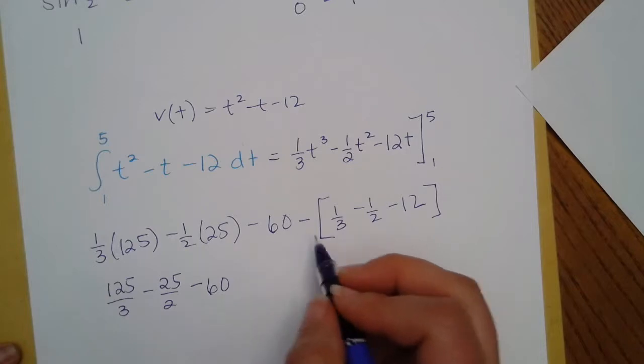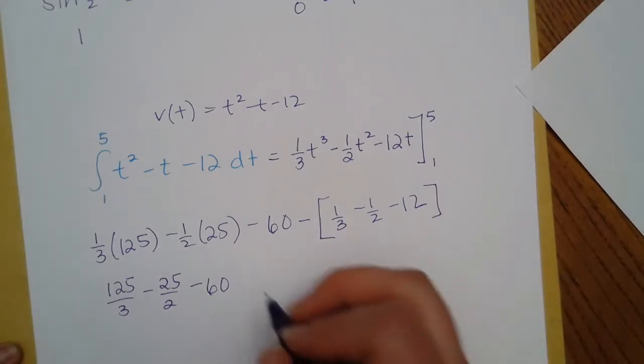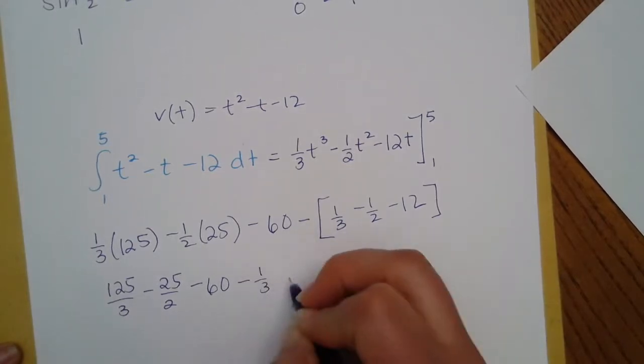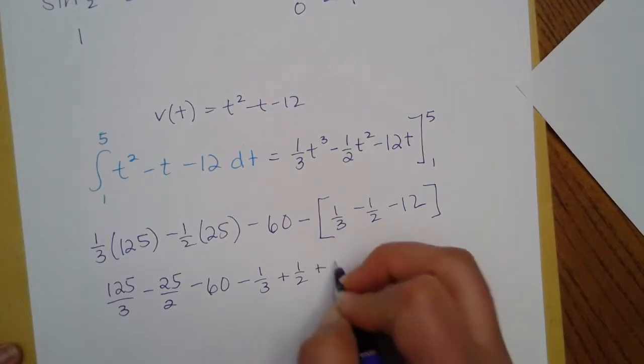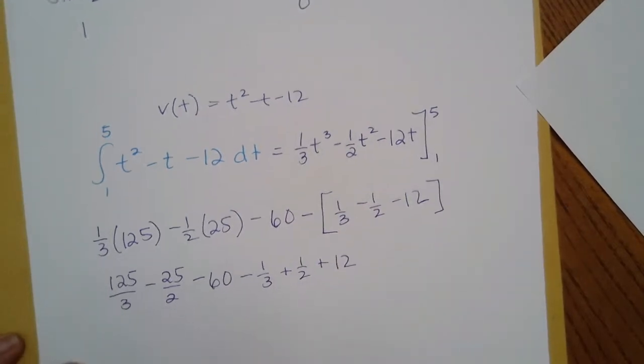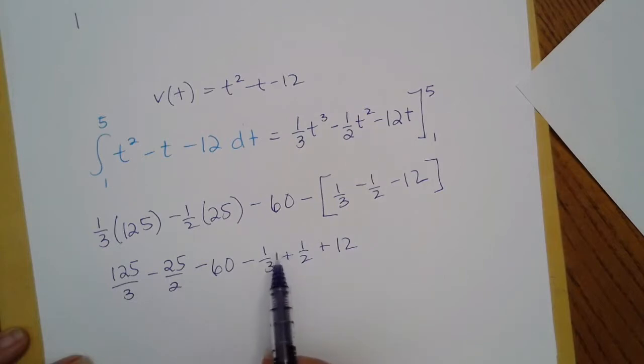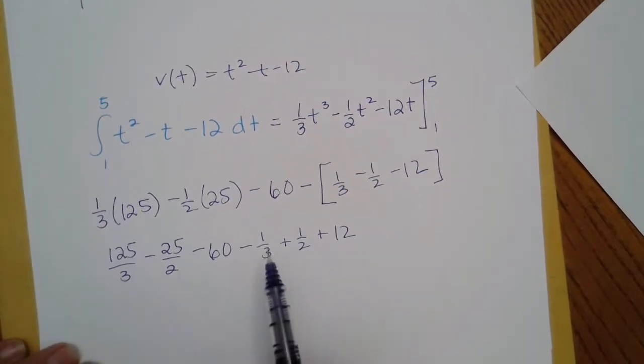And then I am going to distribute my minus sign here. So this is going to be minus 1/3 plus 1/2 plus 12. All right, so I see that these are thirds, and this is 1/3, and this is 1/2, and this is 1/2. So I'm going to try to simplify it. Maybe I'll get integers if I do that.